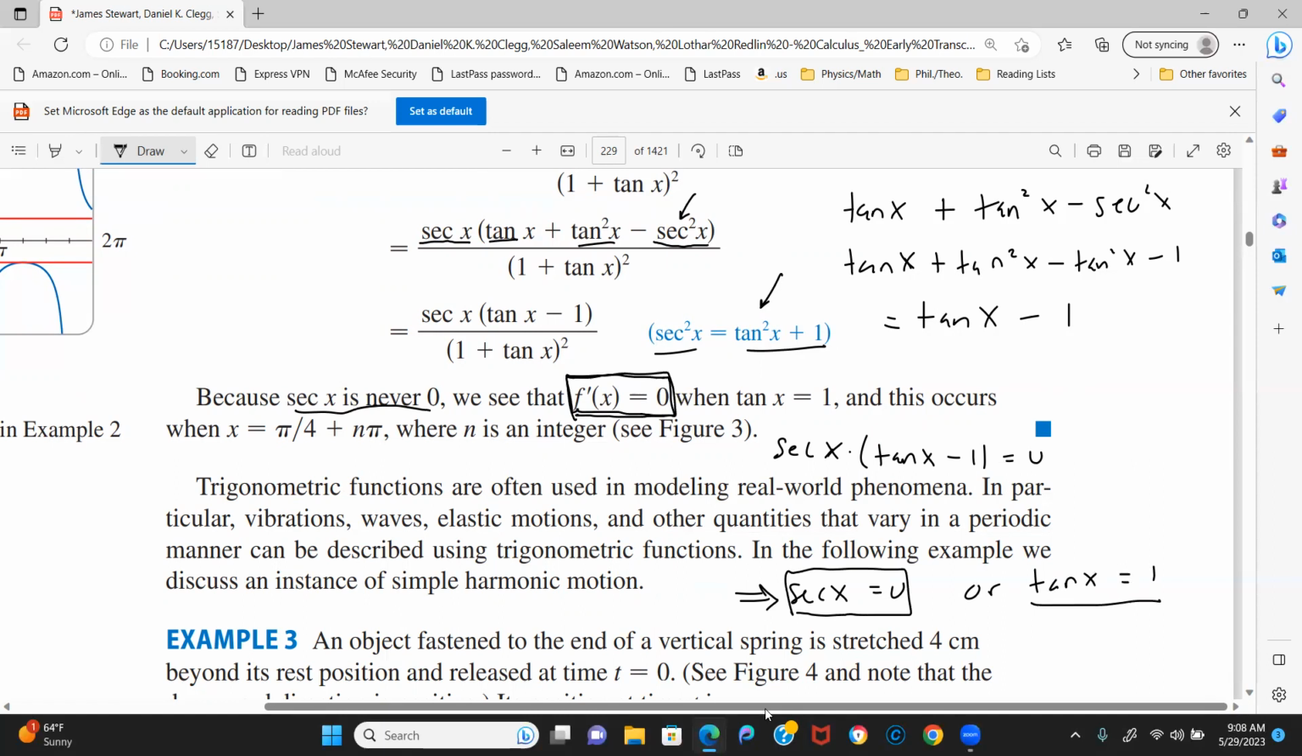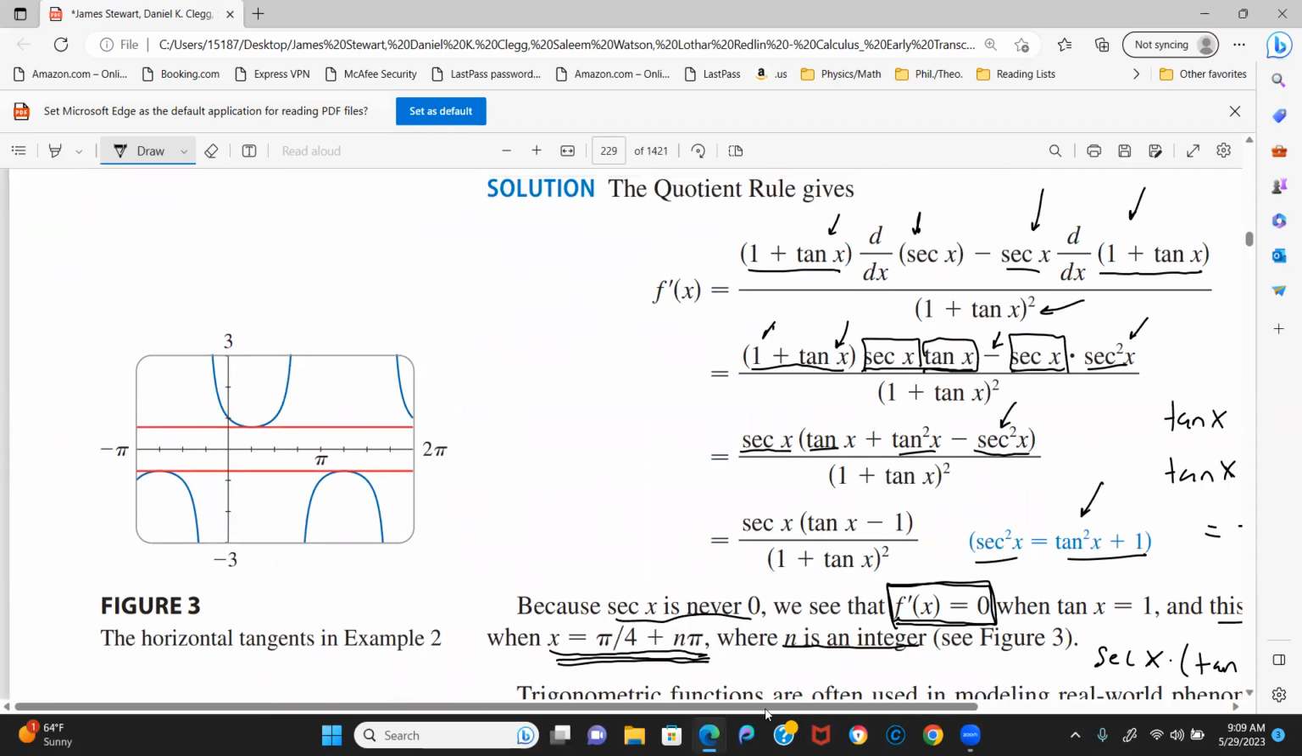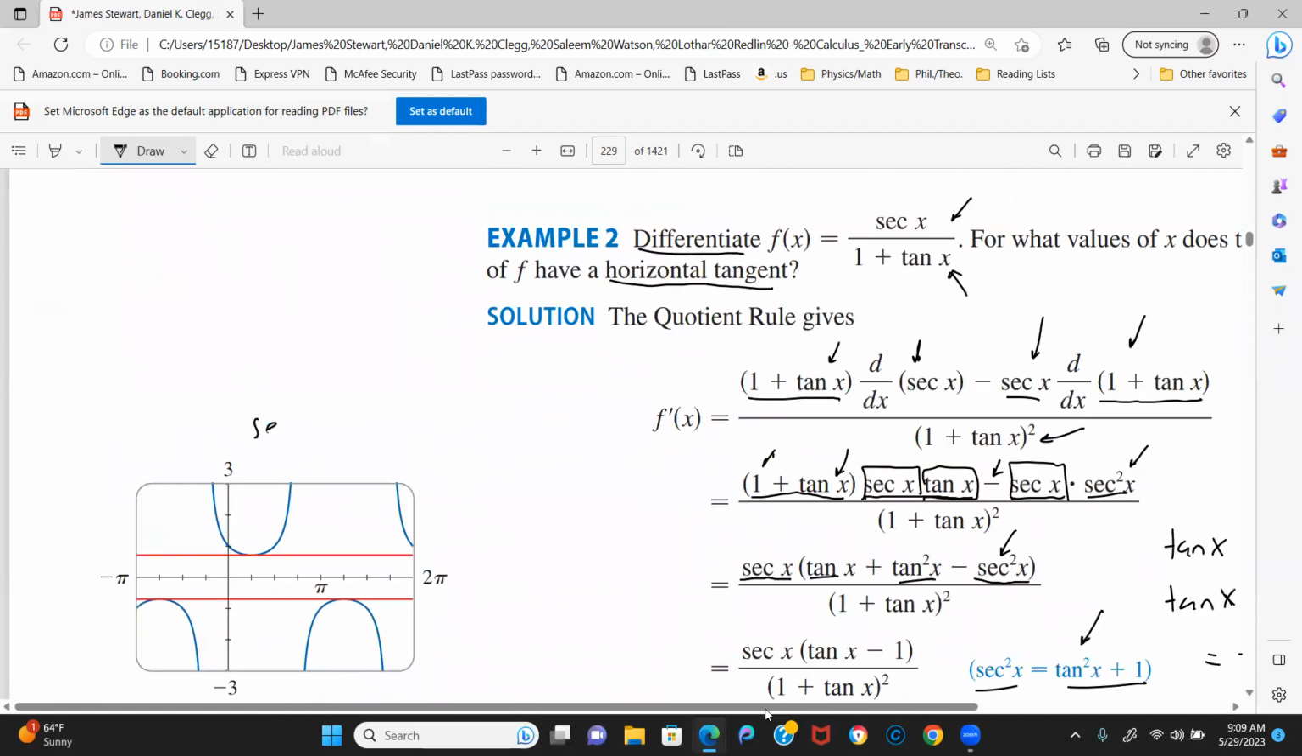And tan x equals 1 occurs when x is of this form right here. So that's where the derivative is 0. All these points, so an infinite number of points, because n is just any integer, and hence that's where we have horizontal tangent lines. So here's a graph of the function right here. This is a graph of secant of x over 1 plus tangent of x.